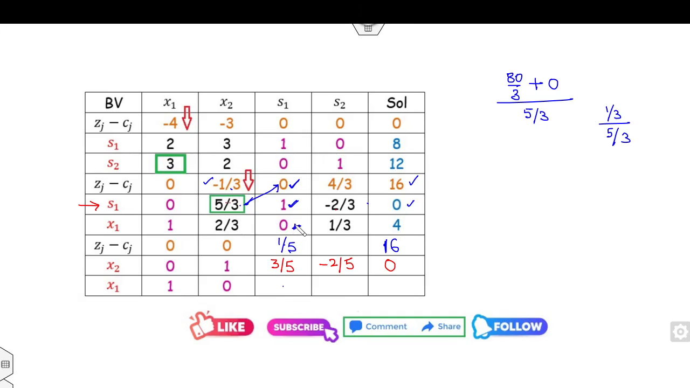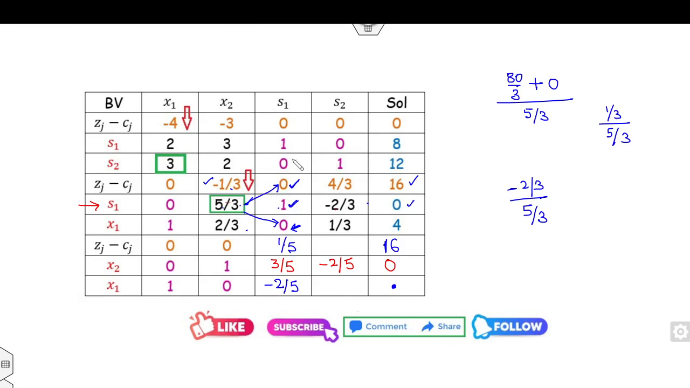Previous number is my 0. The rest two elements are my this. So you can start from the box element. 0 is a minus 2/3 divided by box element. So the answer is minus 2/5. Similarly, you can find the other number.